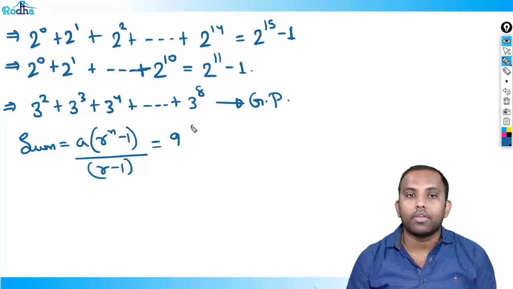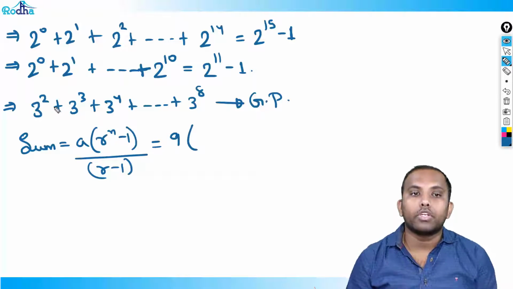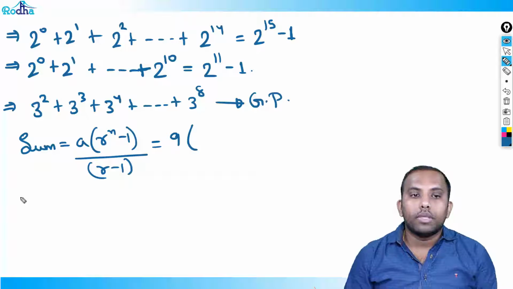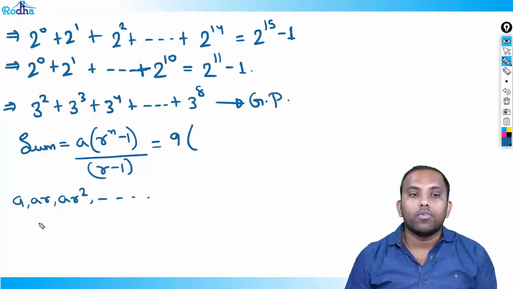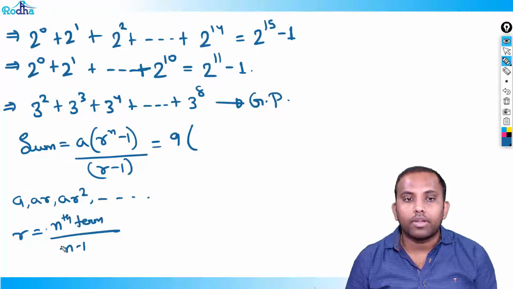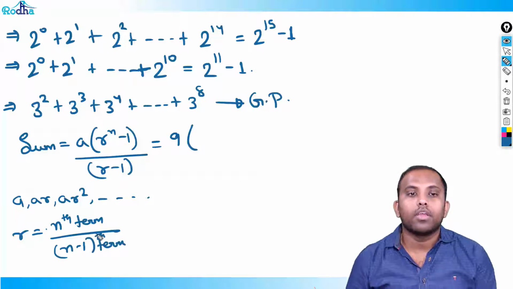3 squared is 9. What is R here? R is the common ratio. So if the GP is like A, AR, AR squared, you can always get R by the next term, that is any nth term, divided by the n minus 1th term.